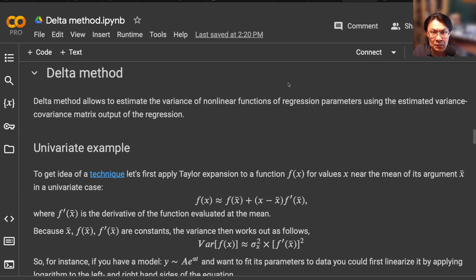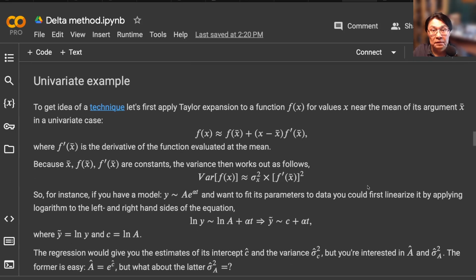We fitted an ARMA model to a time series, and that model produces a variance covariance matrix of its parameters. So to motivate the method, we will start with a univariate example. It's just easier to see how the math works, and then we'll apply it to multivariate. Multivariate means a combination of parameters, but with univariate we have just one parameter and then some sort of nonlinear function on the parameter.